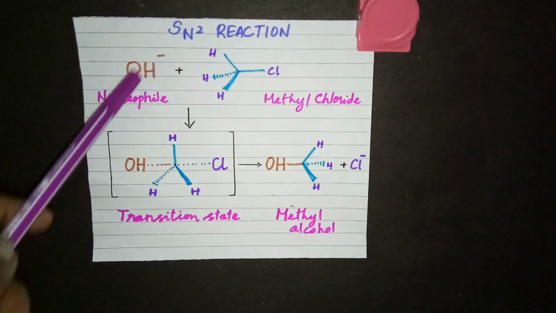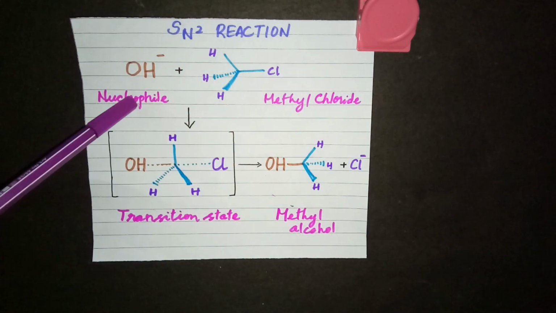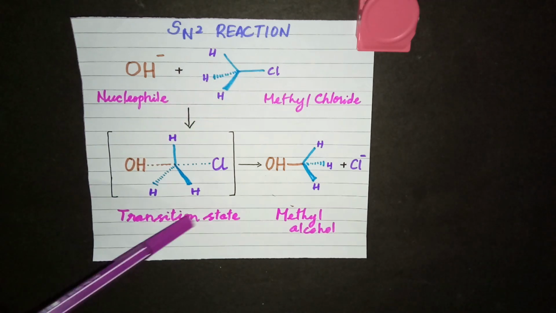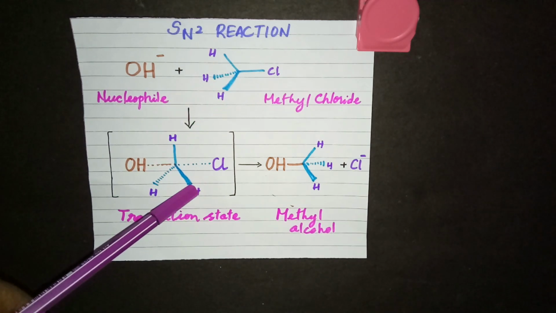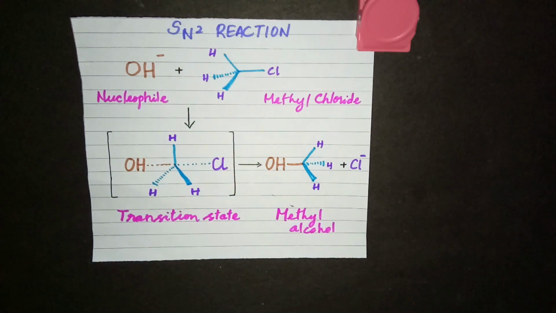So this SN2 reaction happens in a single step. Nucleophile attacks this methyl chloride, and this forms a transition state, and that transition state, which is unstable, forms the product and the Cl minus ion. So all of this happens in a single step.